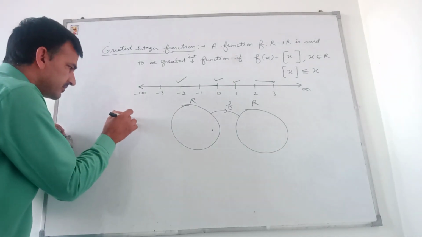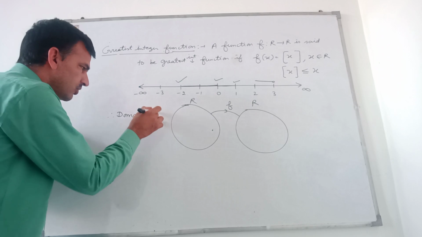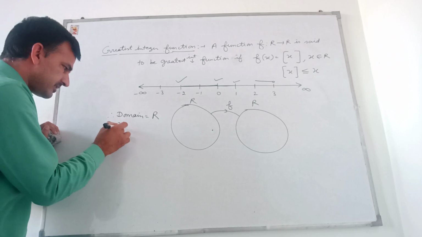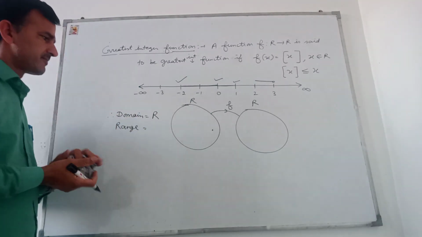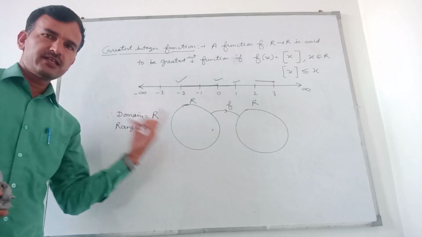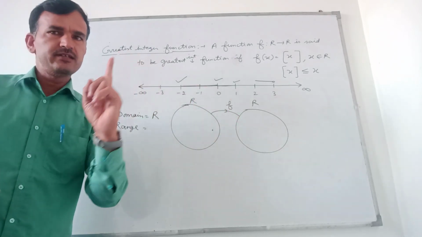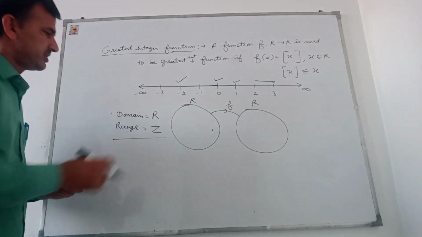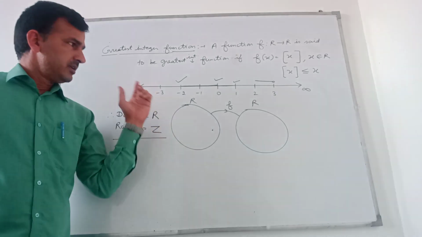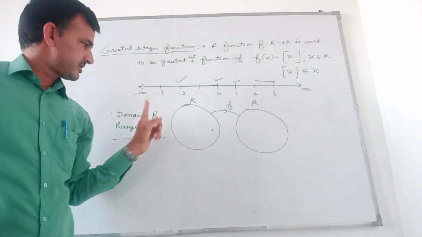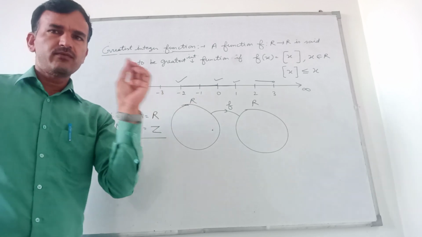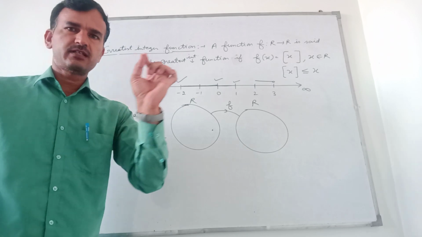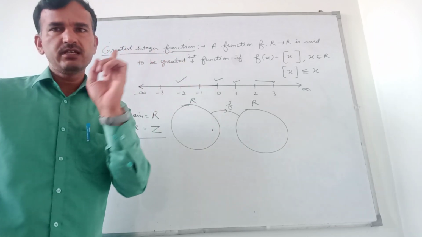Therefore, domain is equal to all real numbers. And range means what is the image? Range means image. And range of this function is only integers, Z. Range is Z. This is greatest integer. Domain is every real number. What is domain? Domain is the values of x for which function is defined.